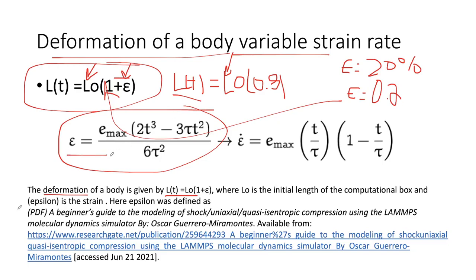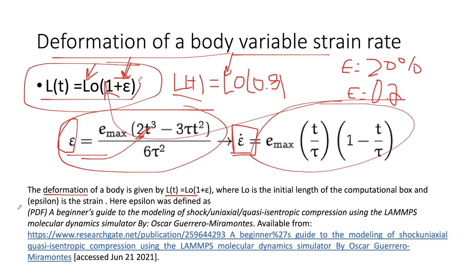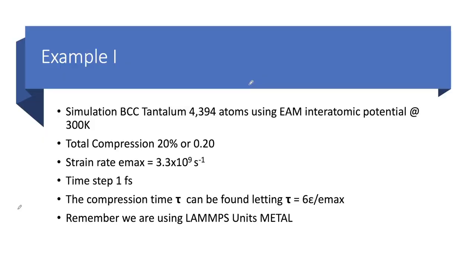In this case, look, the epsilon is changing as a function of time, and when we have the epsilon, I can find the strain rate of the computational box. I need the strain and the strain rate. If I have that and I plug it into my equation right here, then I can do any kind of deformation of the body. So I'm going to do an example right here.